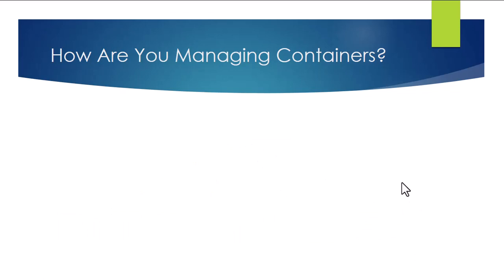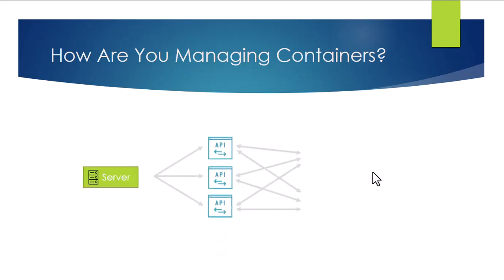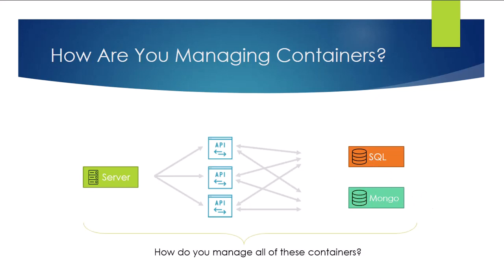Let's say that on your machine, you were using Docker Compose to do something like the following. So you had a server which called into some APIs, that call into some databases, maybe SQL Server or MongoDB, and that's the application as a whole. Now, how would we manage all these containers?